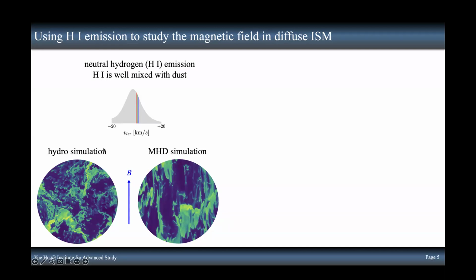Here is also a numerical example of an HI multi-phase ISM numerical simulation. If we look at the hydrodynamic simulation, the density distribution has no preferential direction, and it's more like an isotropic distribution. But if we compare the hydrodynamic simulation with the MHD simulation of HI emission gas, we can see the magnetic field actually shapes the structure of the HI gas. The mean magnetic field direction in this example is along the vertical direction, and you can see apparent filamentary structures or striations along the mean magnetic field. Therefore, HI gas can provide a new way to obtain the imprint of the magnetic field.